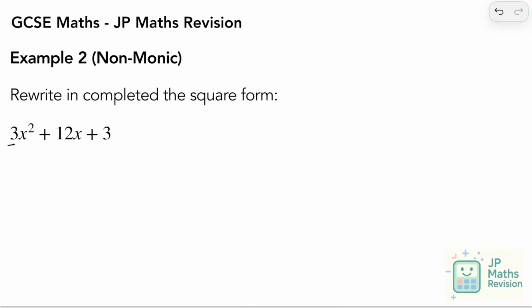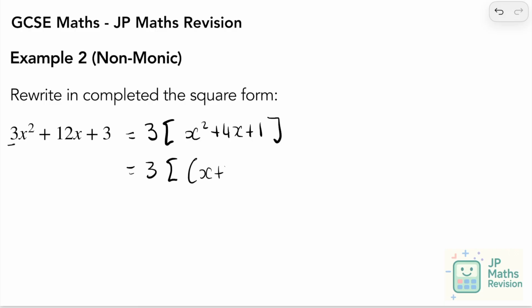So here's another example. So again, we have this 3 in the way. So we're going to factor it out. So we have 3 bracket x squared plus 4x plus 1 if we divide everything by 3. And then we need to complete the square of what's in the bracket. So it's going to be x plus 2 squared. So we halve this number in the middle. And then minus 2 squared plus 1.